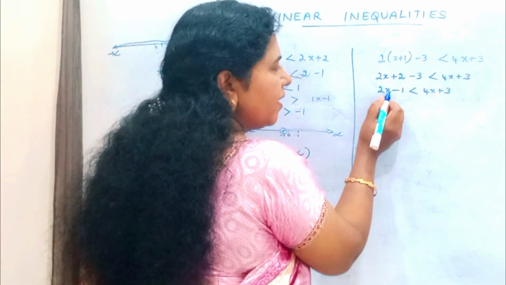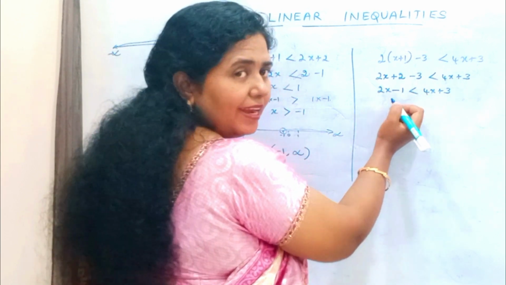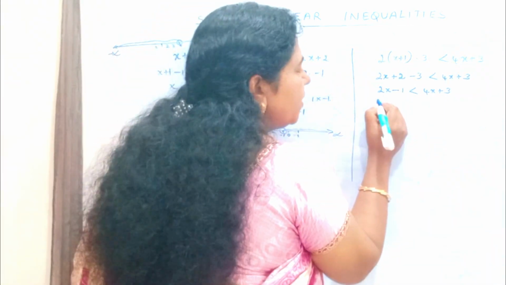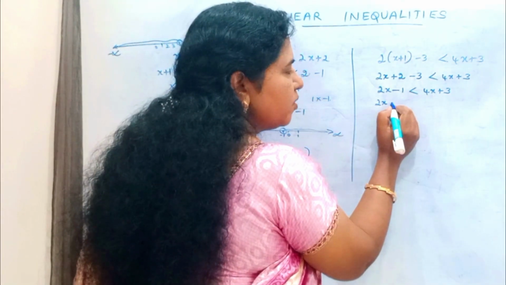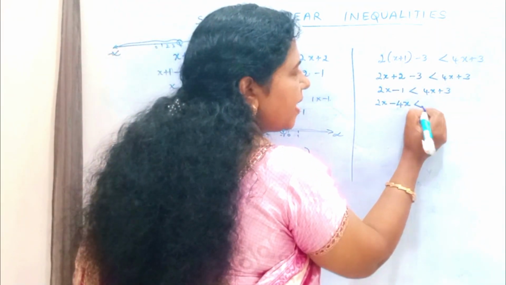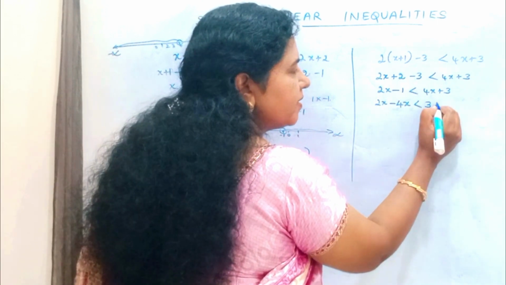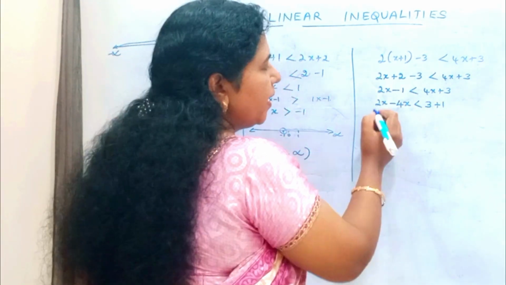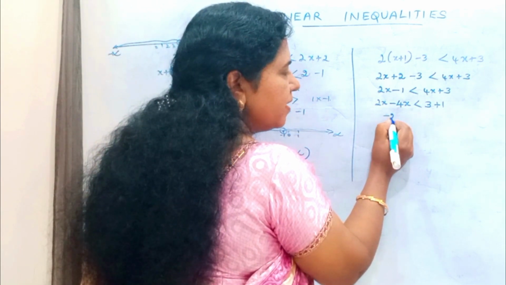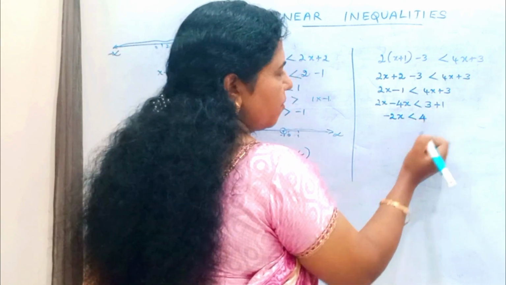Okay, now here we are having 2x, here it is 4x. So we can take this 4x to the left hand side, so that we will be having all the variables on one side. So here it is 2x, when that 4x comes to the other side, it becomes minus 4x. Then less than, here it is 3. When this minus 1 comes to the other side, it becomes plus 1. Okay, now it is 2x minus 4x. So 2 minus 4, it is minus 2. So minus 2x, it is less than 3 plus 1, it is 4.